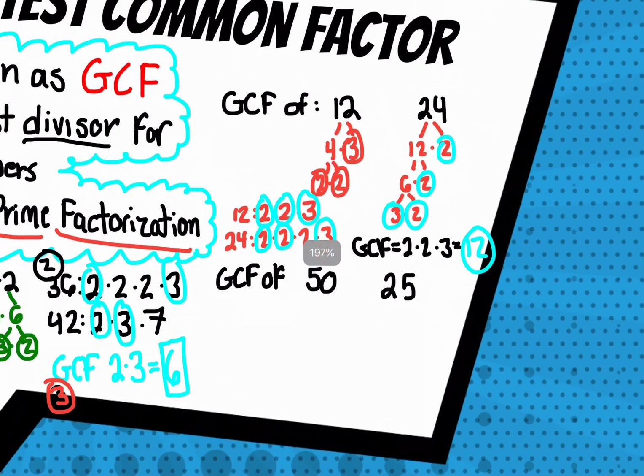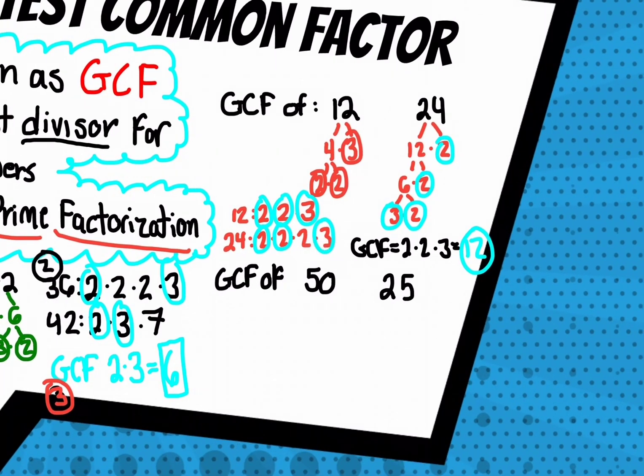What I want you to do is pause the video and see if you can find the prime factorization of 50 and 25, stack them, and then find the greatest common factor and see what you get.